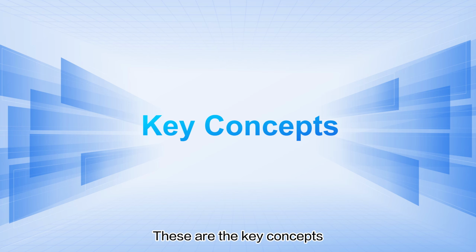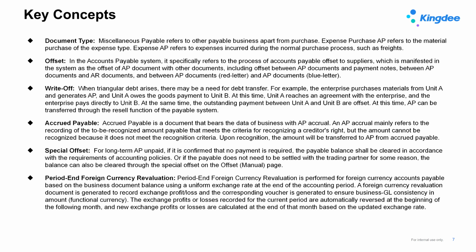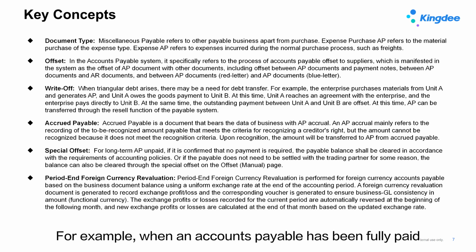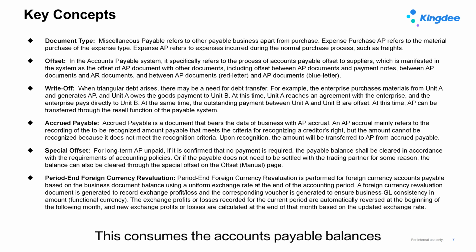These are the key concepts. Offset refers to the process of offsetting accounts payables. For example, when an accounts payable has been fully paid, the system performs automatic or manual offset between the accounts payable document and the payment note. This consumes the accounts payable balances.